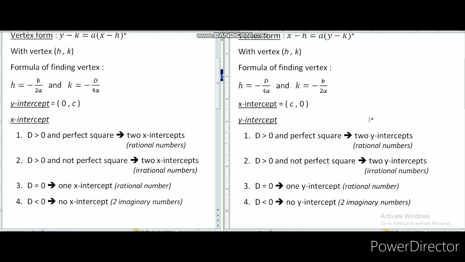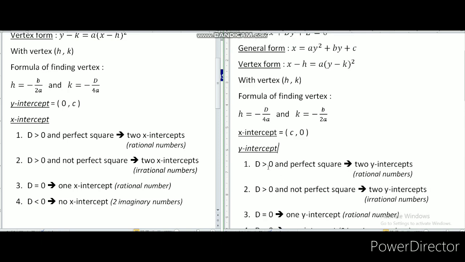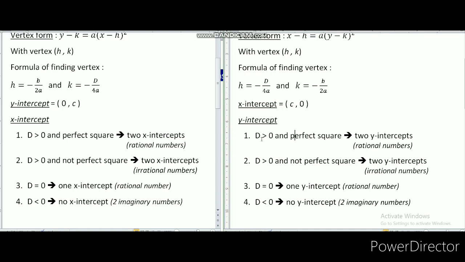The discriminant is b square minus 4ac. Find it from the general form. This is the a, this is the b, and this is the c. So after you substitute it into b square minus 4ac, and then you find the value, and if it is bigger than 0 and it is a perfect square, then you have two y-intercepts with rational number values.